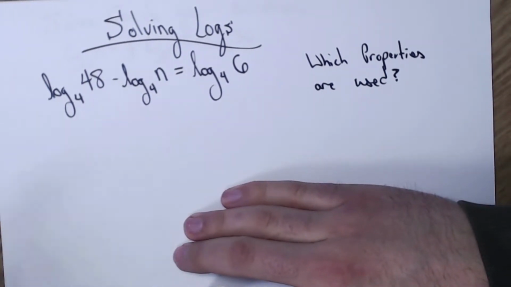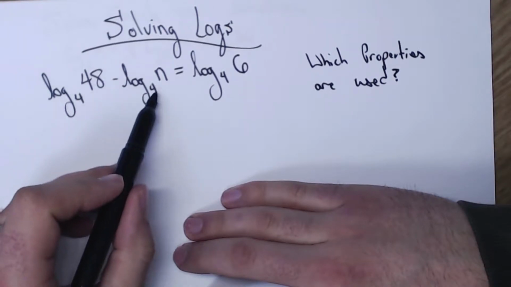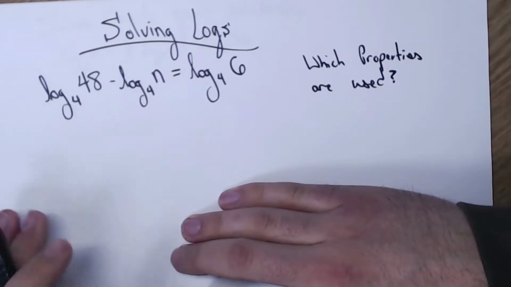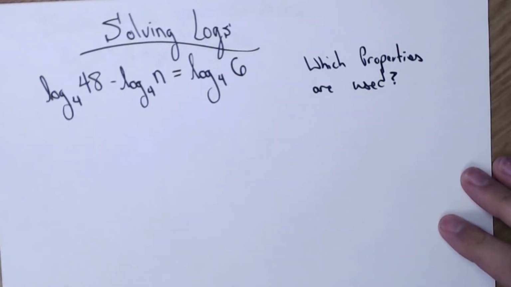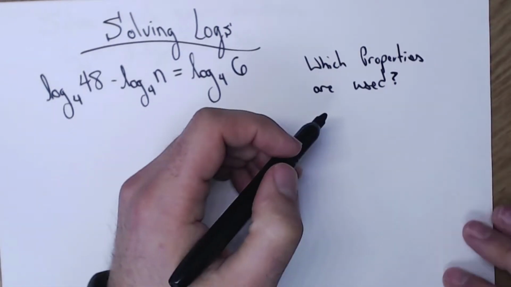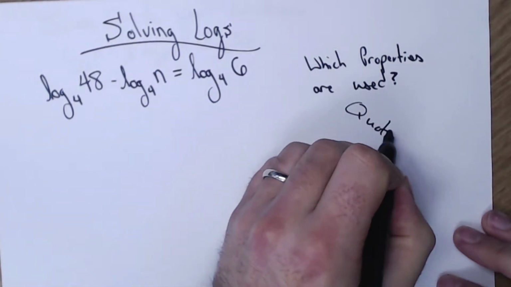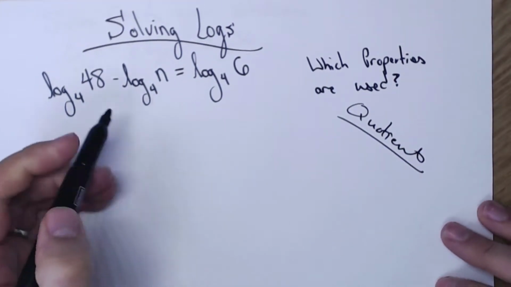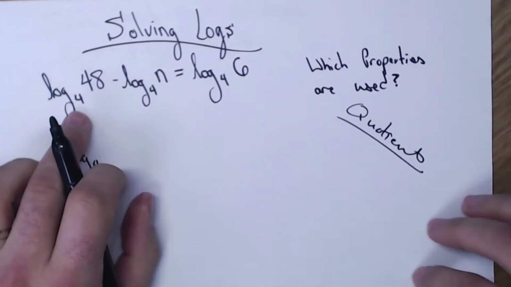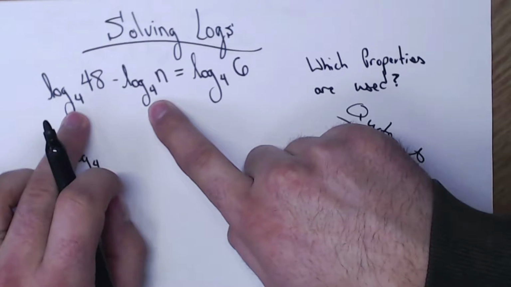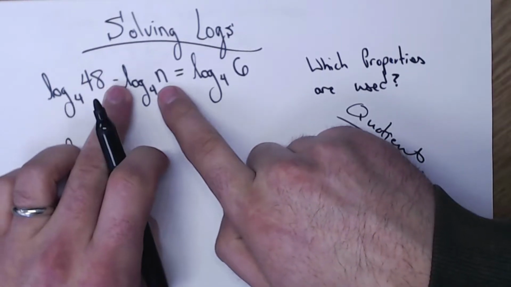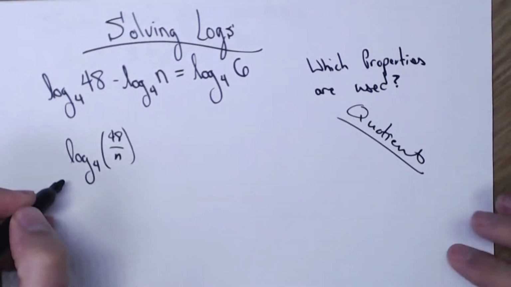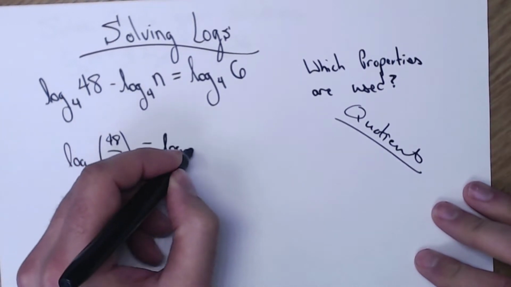Starting off with this one, we have log base 4 of 48 minus log base 4 of n, and that equals log base 4 of 6. Which properties do you think I'm going to have to use? Well, I have subtraction, so I am going to need the quotient property, because subtraction is going to turn into division. I keep my log base 4. Again, they're both log base 4, so I'm allowed to do this. I have 48 divided by n, and that is all inside of one log now. My right side's not going to change.